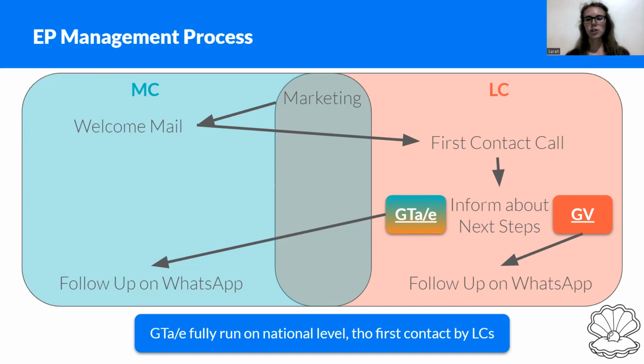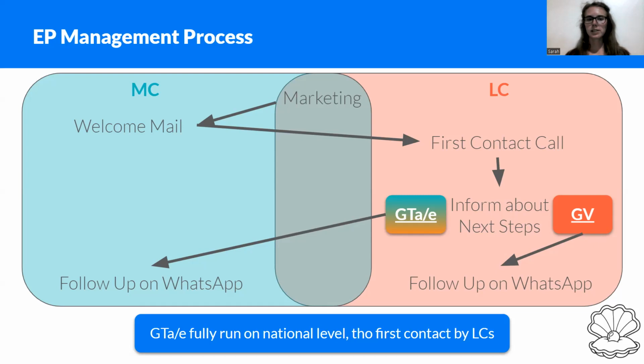So the local chapters, you guys take over with contacting the EPs for the first contact call, meaning you call them, you reach out to them, and you give them all information. We have a whole other video about this. Then you should end with informing them about the next steps, which are different for GTA and GTE, so Global Talent and Global Teacher, or for GV, Global Volunteer.